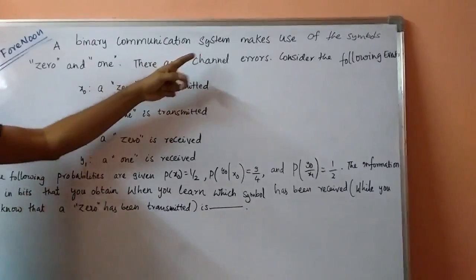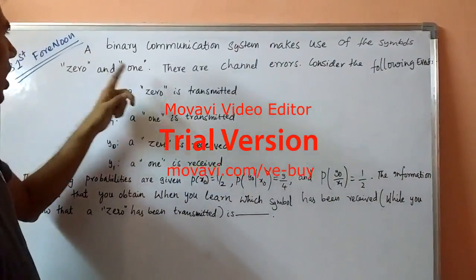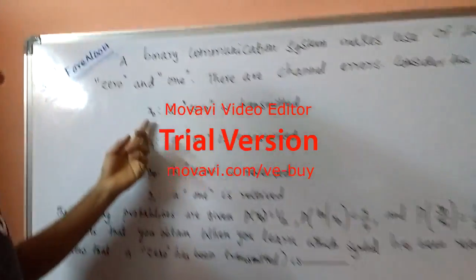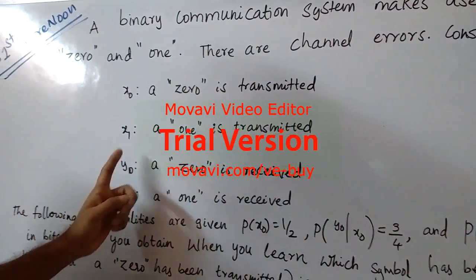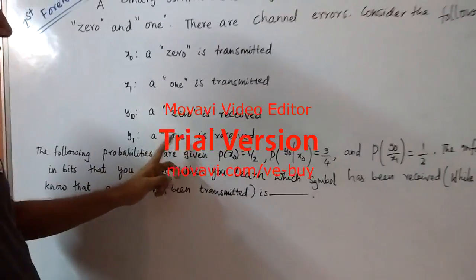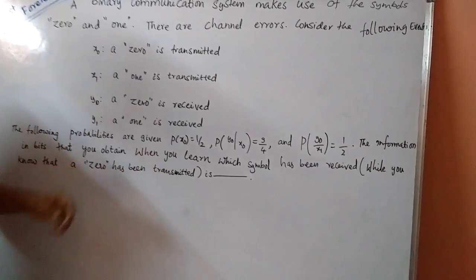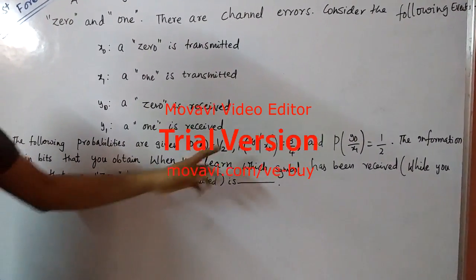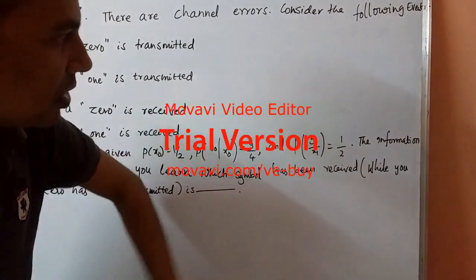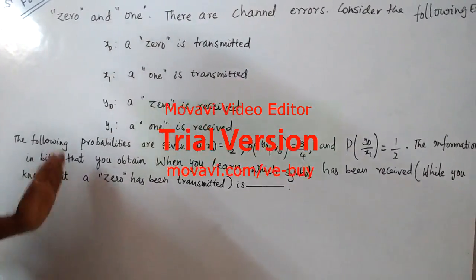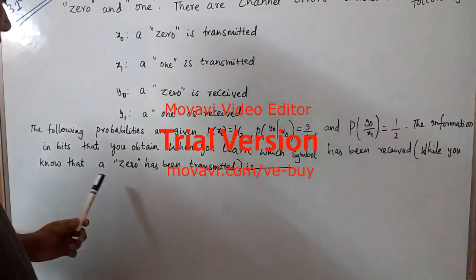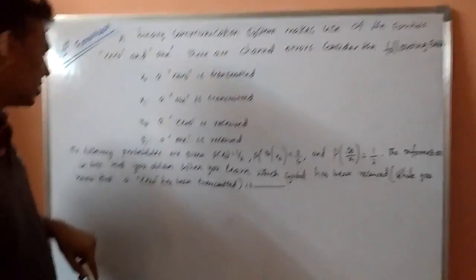Communication systems make use of the symbols 0 and 1, and there are channel errors. Consider the following events: small x0, a 0 is transmitted; small x1, a 1 is transmitted; small y0, a 0 is received; and small y1, a 1 is received. The following are given: P of x0 equal to 1 by 2, P of y0 by x0 equal to 3 by 4, and P of y0 by x1 equal to 1 by 2. The information in bits that you obtain when you learn which signal has been received, while you know that a 0 has been transmitted, is?